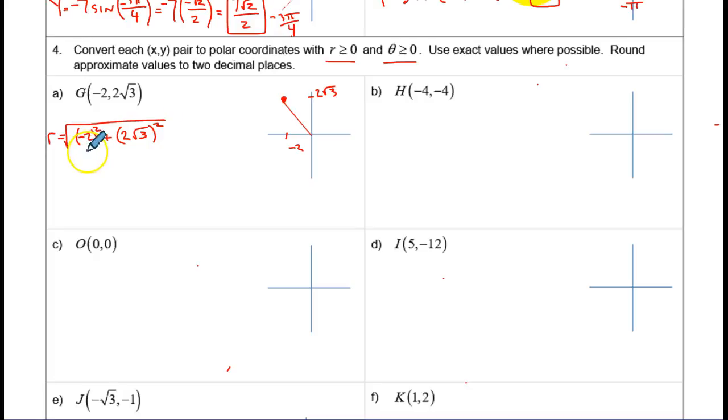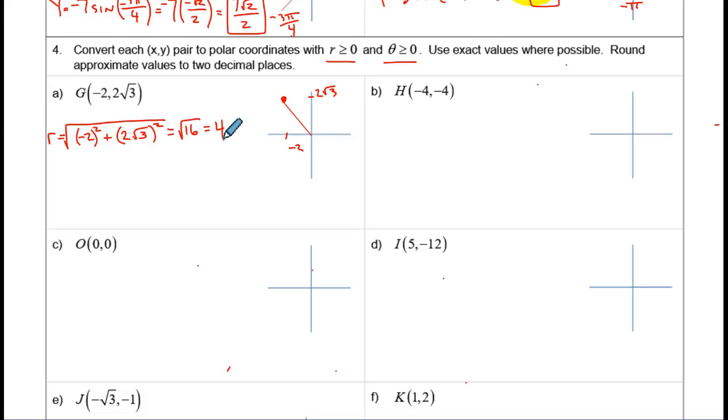Negative 2 squared is 4. 2 root 3 squared is 4 times 3, which is 12. So I have 12 plus 4, so that's the square root of 16, and that equals plain old 4. So my r value is 4.